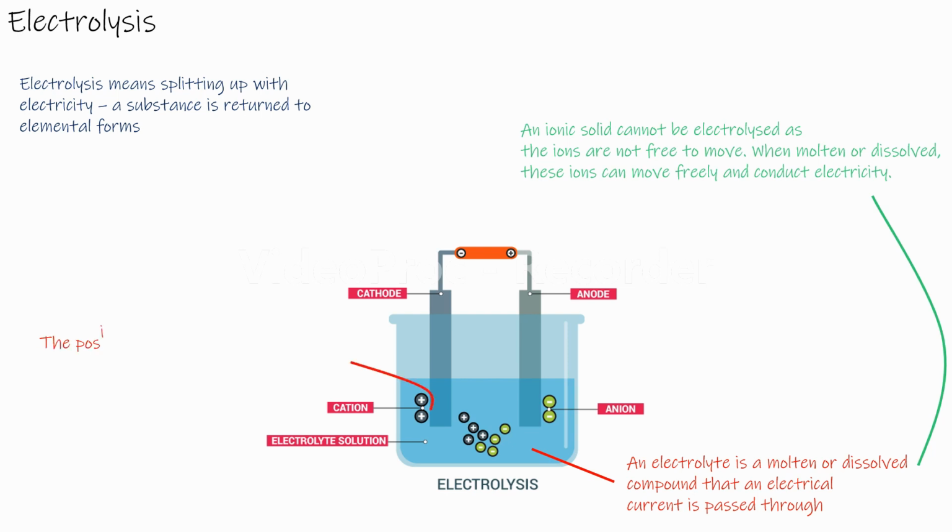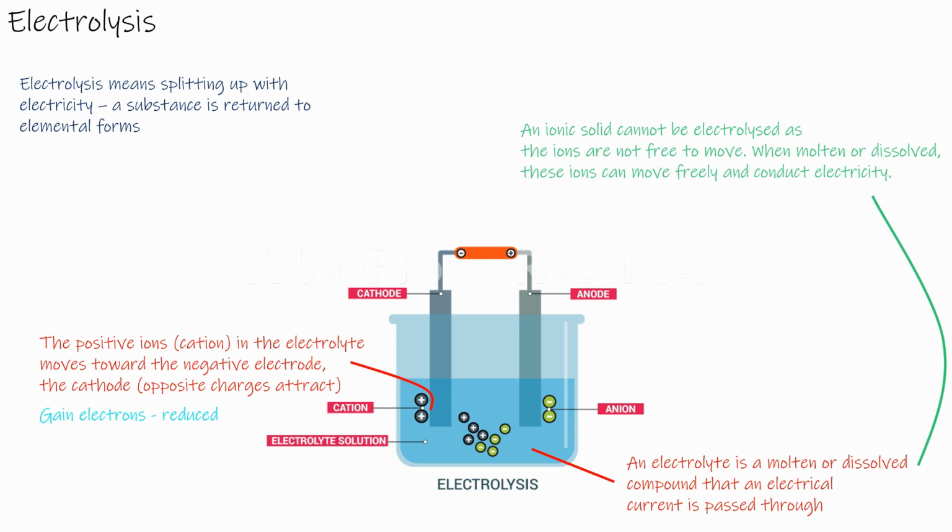Next up, we'll label the cathode, which is on the left-hand side of this diagram. Now, we can say that the positive ions, known as the cations, in the electrolyte move towards this negative electrode, the cathode, as opposite charges will attract. Here, they gain electrons, meaning they are reduced.